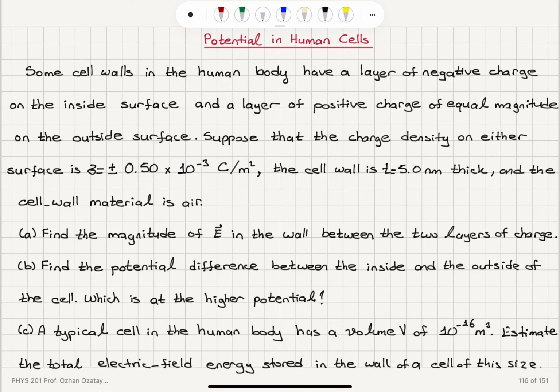Potential in human cells. Some cell walls in the human body have a layer of negative charge on the inside surface and a layer of positive charge of equal magnitude on the outside surface. Suppose that the charge density on either surface is sigma equals plus or minus 0.5 times 10 to the minus 3 coulombs per meter square. The cell wall is t equals 5 nanometers thick and the cell wall material is air. Part A, find the magnitude of the electric field in the wall between the two layers of charge.